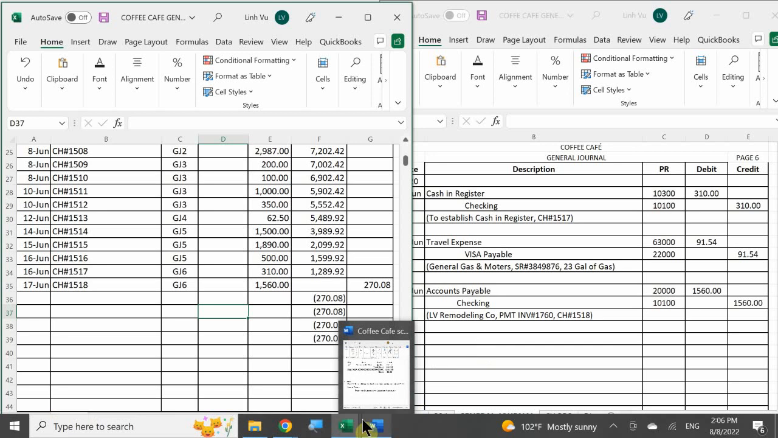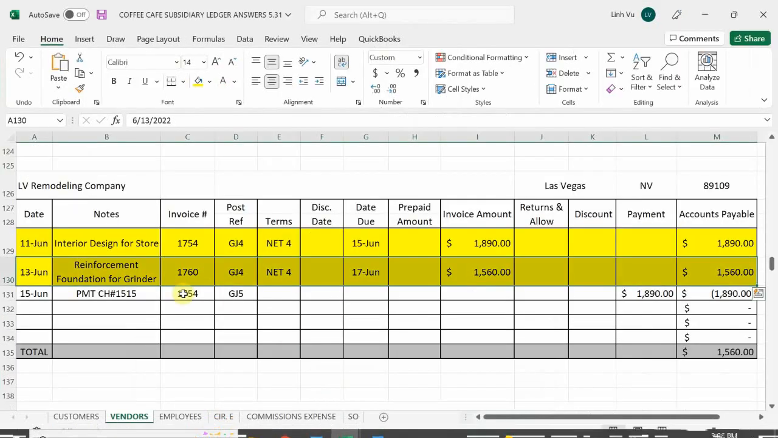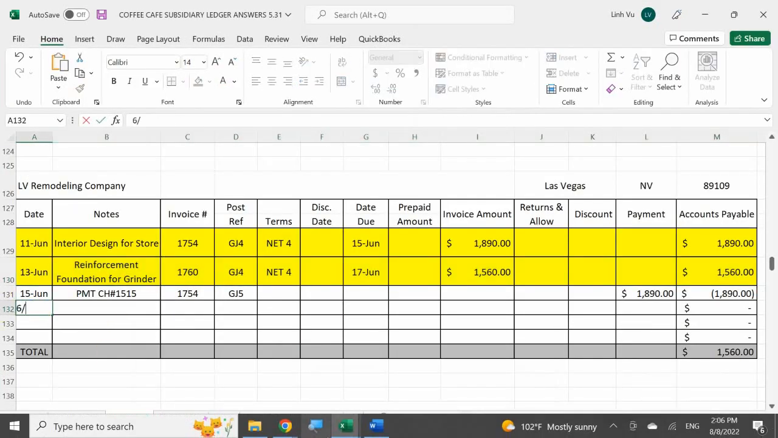You go to the subsidiary. Then we're going to go to the subsidiary. And you put in the check that you paid, 1518, your invoice 1760, and you put that you paid it. And that should give us a negative or a zero balance now. It'll give us a negative 1560, right?